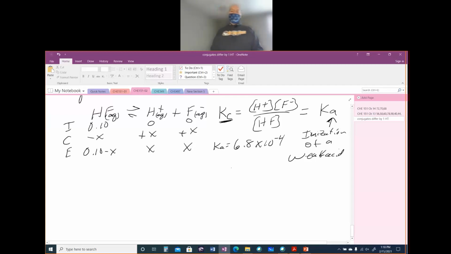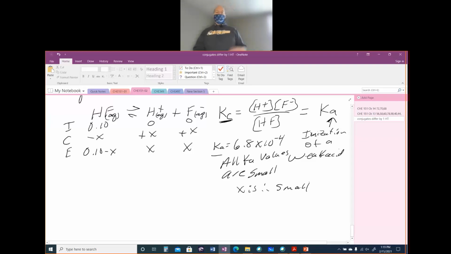What else you will notice about all Kas is that all of them are small. All Ka values are small numbers, which is great for me because I like to do successive approximations. So for all of these, you can do successive approximations because x is therefore small. You can neglect your x, and you plug it back in until you get the same answer twice. You can do that for all of your Ka questions.